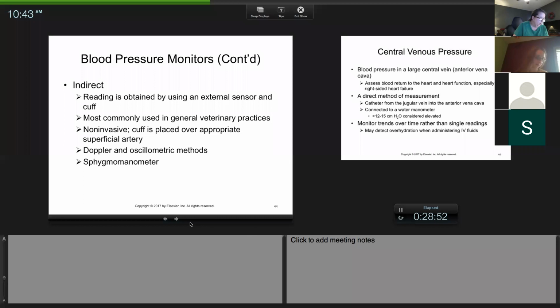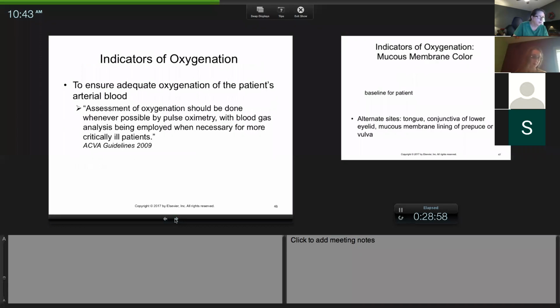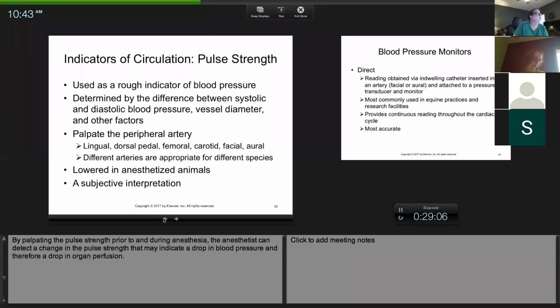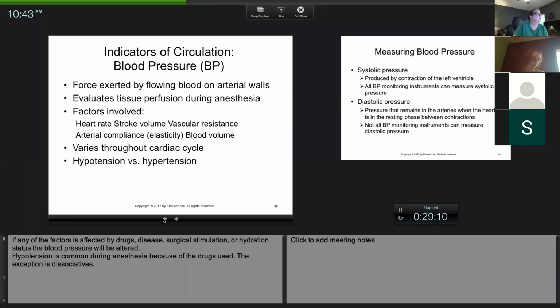So it's direct and indirect. I said, don't worry about CVP. What are 2 reasons for hypotension and hypertension? Let's see. Oh, slide 39. There are some notes underneath this slide about hypo and hypertension.